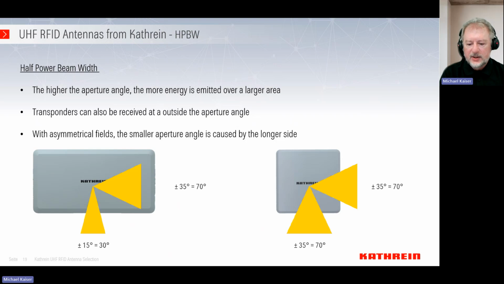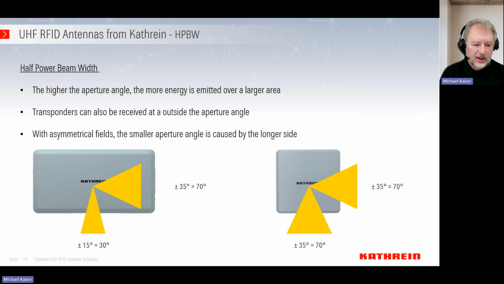And on the left side, you see the 70 degree. As we said, the higher half power beamwidth angle gives you more energy over a larger area. If you have to read not only in a spot, if you want to read a broader side, you can use this broader angle to activate the tags, to read the tags. This angle is not a stop of the reading. This is only half power beamwidth. This means also above this angle, you can read transponders outside of this angle.